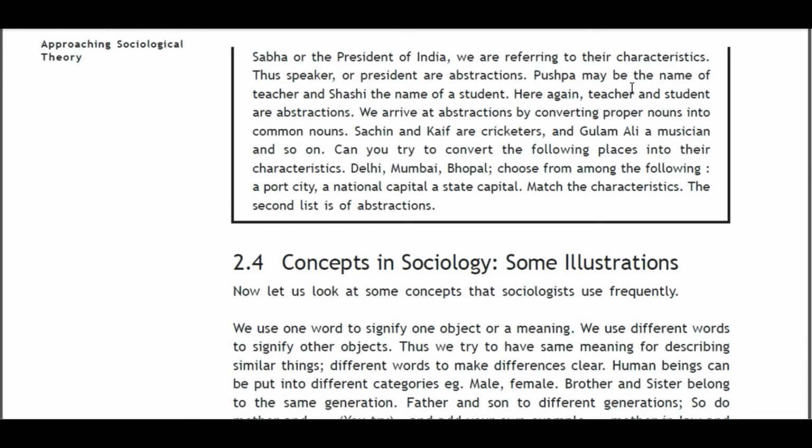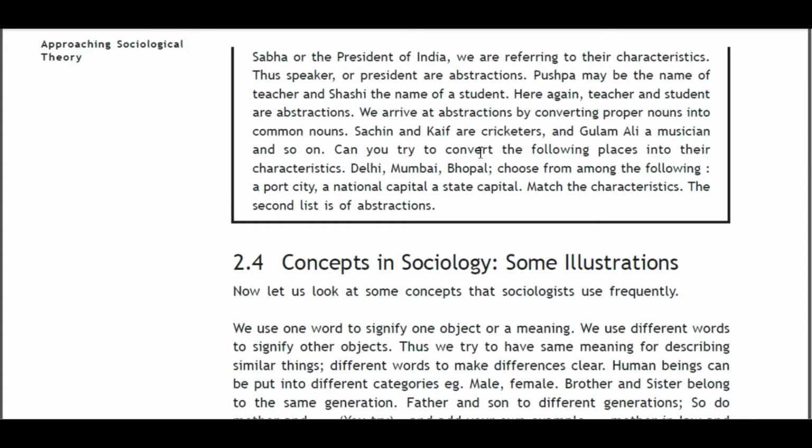Pushpa may be the name of a teacher and Shanti the name of a student. Here again, teacher and student are abstractions. We arrive at abstractions by converting proper nouns into common nouns. Sachin and Kaif are cricketers, and Ghulam Ali a musician, and so on.